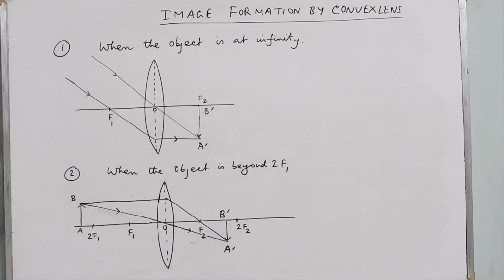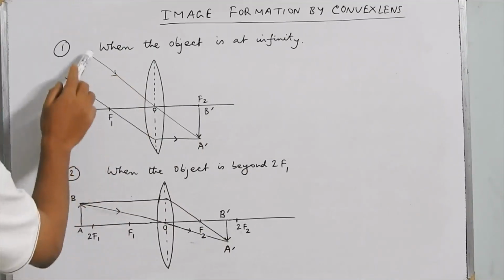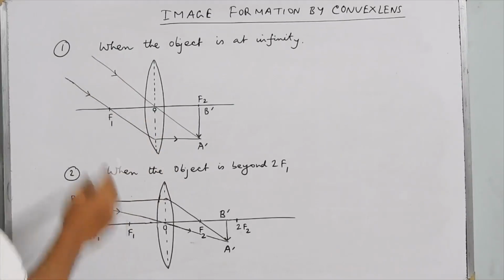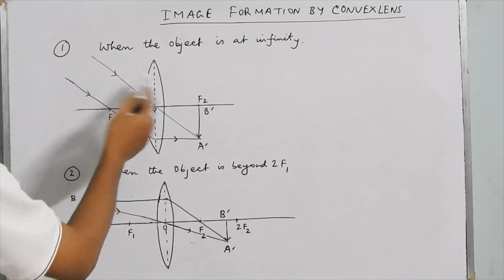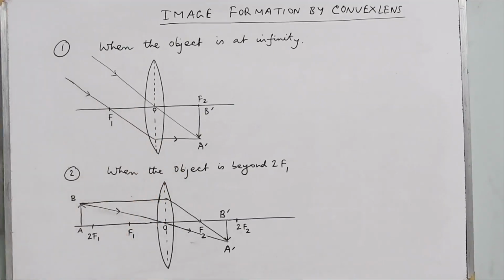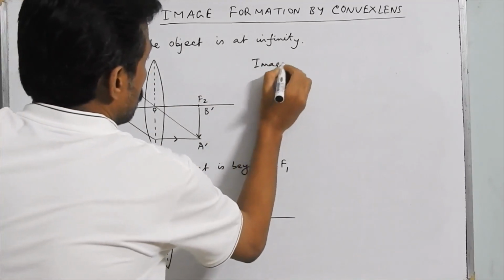As you know, from a very large distance the rays that are incident are almost parallel to each other. So we have considered two rays, one passing through the optical center, and rays passing through the optical center will definitely remain undeviated, and a ray passing through the first principal focus after refraction becomes parallel to the principal axis. So with the help of these two rays, we can observe that the image is formed at the focus. So when the object is at infinity, the image is formed at focus.